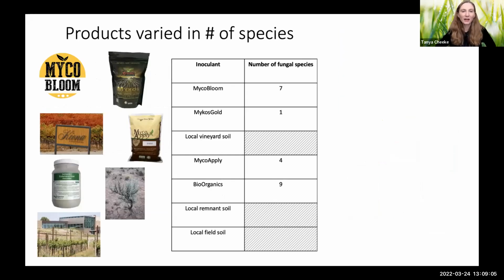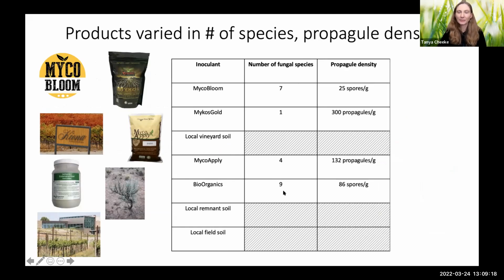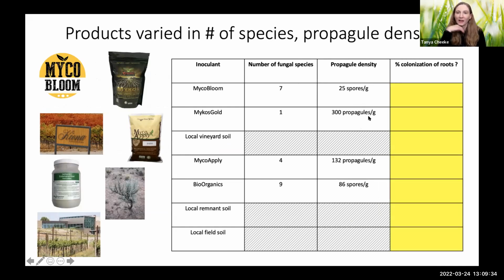So these different mycorrhizal products varied in the number of fungal species. So here are all the different products that we're testing, and also local soils. And they vary from 1 fungal species up to 9 fungal species. They vary in propagule density. And so propagules is just like spores, things that will germinate and associate with plants. So they vary from 25 spores per gram up to 300 spores per gram. And so we were curious, based on all of this variation, how will this affect mycorrhizal colonization levels in roots?